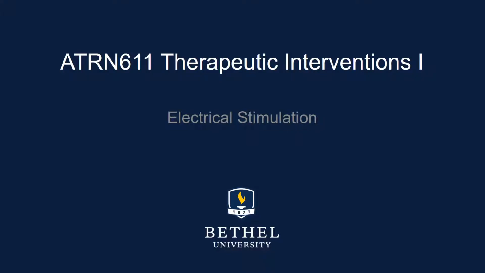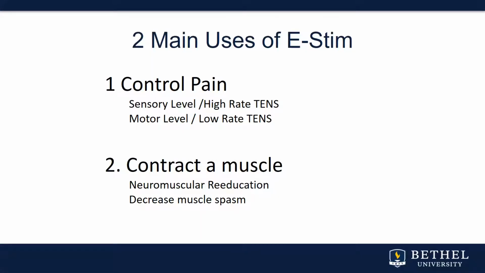This presentation will address electrical stimulation principles. There's two main uses of e-stim. One is to control pain, and the other is to contract a muscle. And when we are working to control pain, we have two sets of parameters. We call one of them sensory level, or high rate TENS, and the second one is motor level, or low rate TENS parameters.